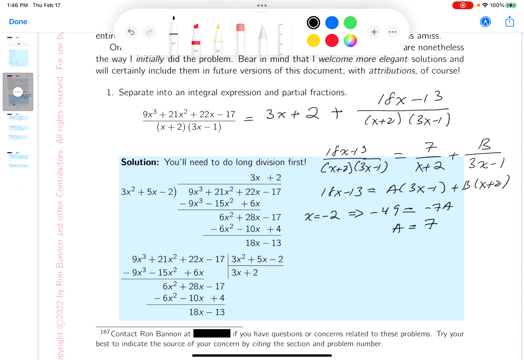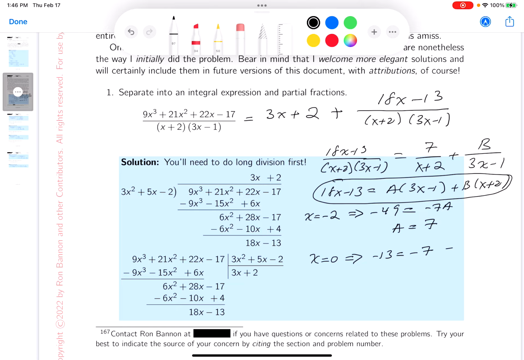I got the 7. Now someone says, how can you get the B? There are many ways to get it, by the way, but I'm going to do something that I certainly did in the past. I'll say x equals 0. By the way, we're using this equation again to do this. You're going to get minus 13. Then you're going to get minus A if x is 0. And what's A? Well, it's 7, so it's minus 7.